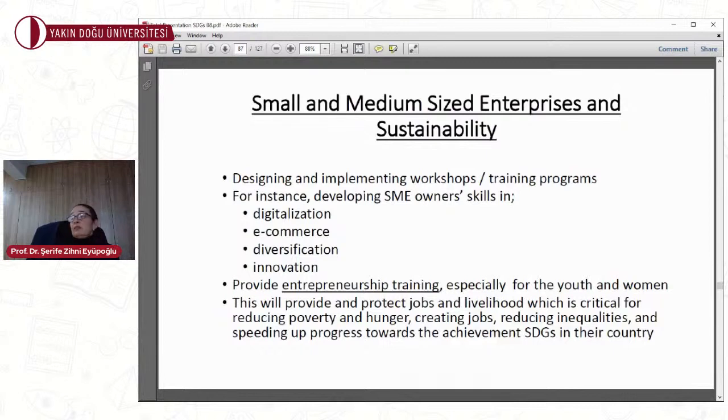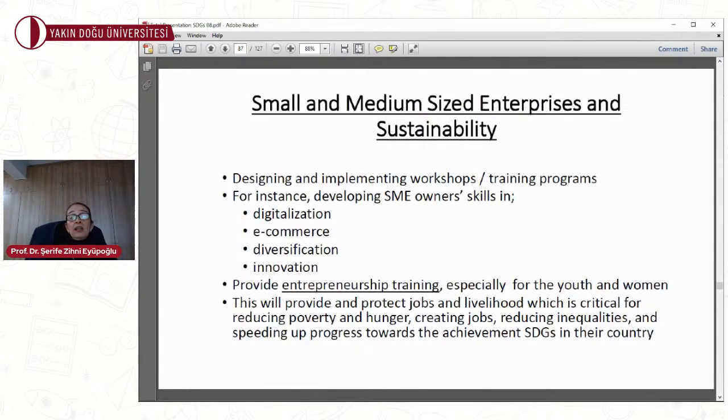Okay, so what can be done? What's very important is designing and implementing workshops or training programs aimed at improving the skills and the knowledge of small and medium-sized enterprise owners, to enable them to survive and to be sustainable. What kind of skills are we talking about? Digitalization, e-commerce, diversification, innovation. Also provide entrepreneurship training for women and especially the younger generation.